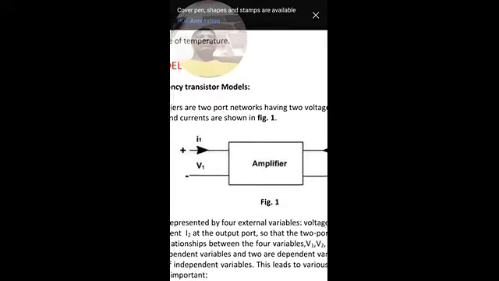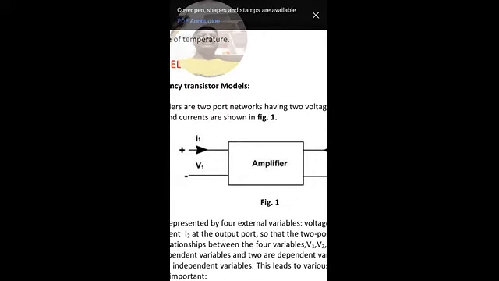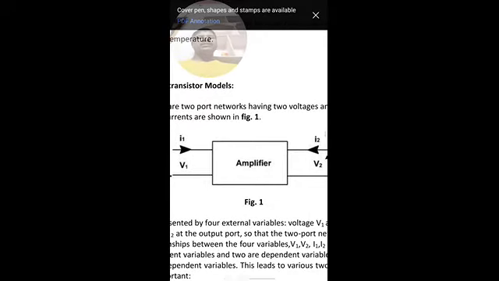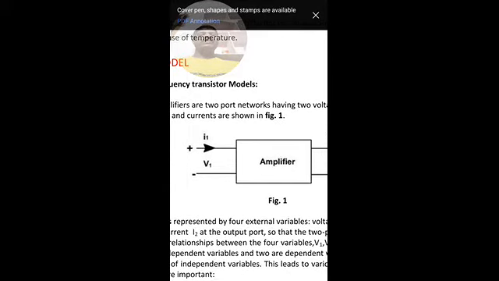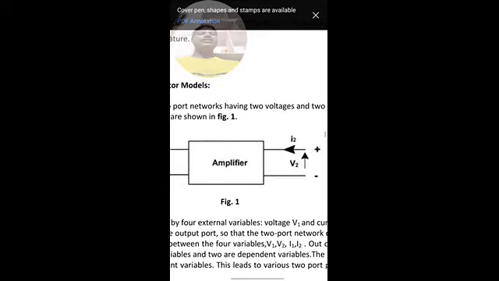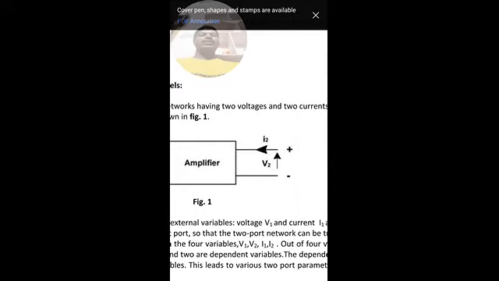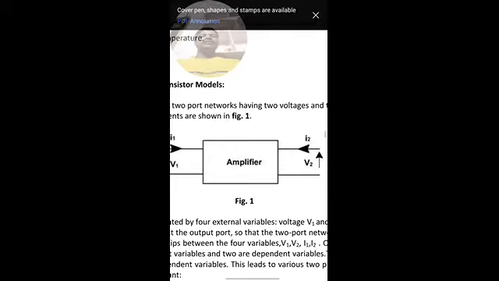Here V1 is the input voltage and I1 is the input current going inside. V1 is the voltage appearing at the input terminals, I2 is the current coming from the output terminal into the transistor or amplifier, and V2 is the voltage appearing at the output terminals of the amplifier.